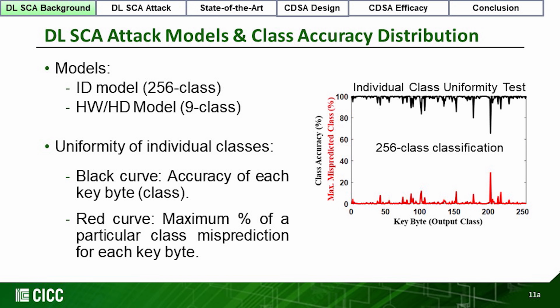The figure on the right shows the attack accuracy of each of the individual classes for a 256 class DNN. The black curve shows the accuracy of each individual key byte. Now, for the mispredictions by the DNN, the red curve shows the maximum percentage to which the neural network predicts to a particular class that is incorrect. Hence, training a 256 class classifier uniformly is challenging and requires the proper choices of network architecture and the hyperparameters.